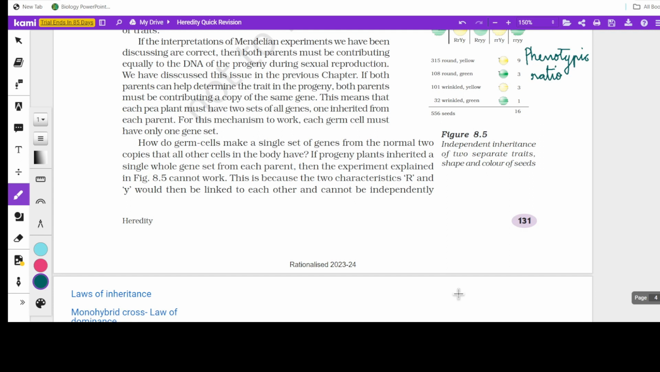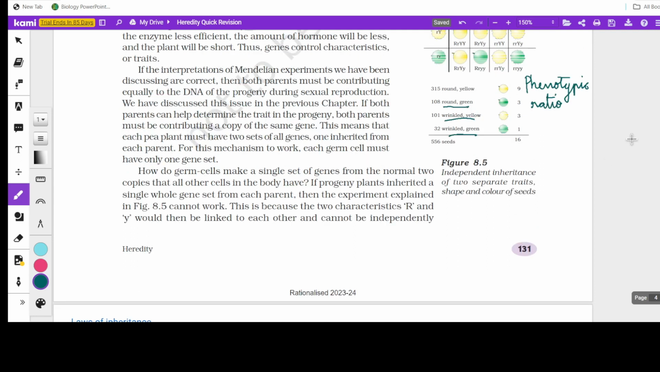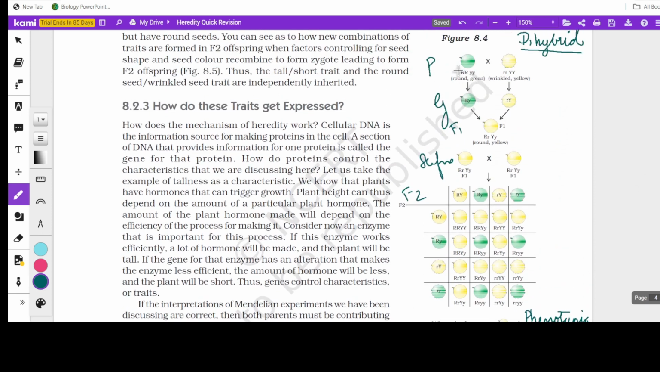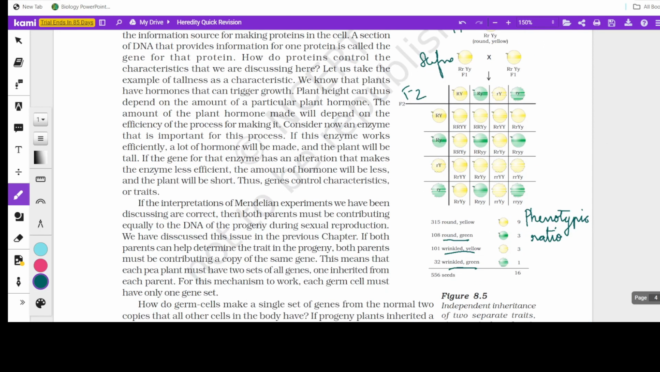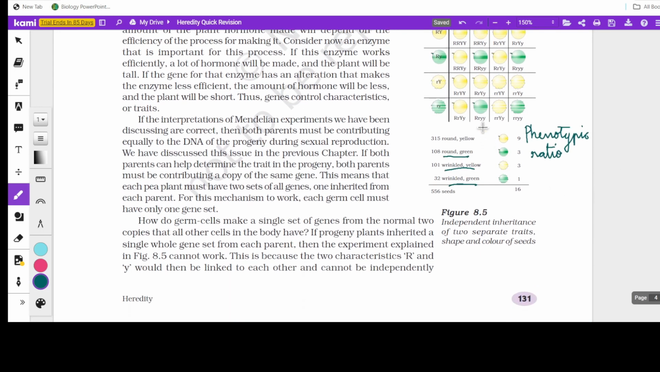Now the phenotypic ratio of dihybrid cross, okay? In dihybrid cross you are learning only the phenotypic ratio, 9:3:3:1. So 9 round yellow, 3 round green, 3 wrinkled yellow and 1 wrinkled green. Now you have to remember here the parental combination which we have considered are round green and wrinkled yellow. Look at the F2 generation offspring: round green, round yellow, wrinkled yellow and wrinkled green.